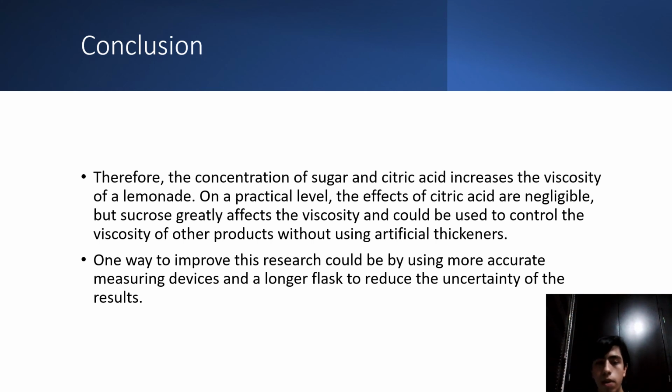using artificial thickeners. One way to improve this research could be by using more accurate measuring devices and a longer flask to reduce the uncertainty of the results. And another way of improving this research would be by increasing the number of trials and the range of concentrations that are tested in order to get a more general view of the behavior of this phenomenon.